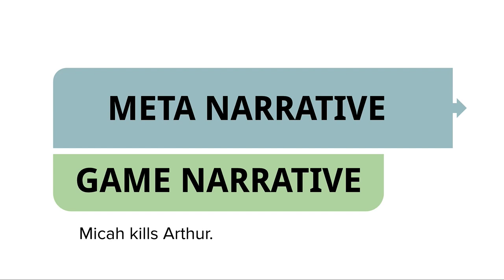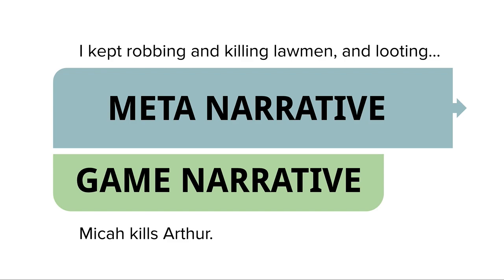Now you also have this meta-narrative that exists as you play the game. One of the cool things about it is that it continues to exist after the game is done. That might be the story in which you played the game. Like, what choices did you make to end up at the point where Micah kills Arthur instead of sparing Arthur? It might be, I just kept robbing and killing lawmen and looting and doing all sorts of bad stuff, and people kept seeing me, and the lawmen kept coming after me. The story that gets developed outside of the actual plot points in the game becomes this meta-narrative.